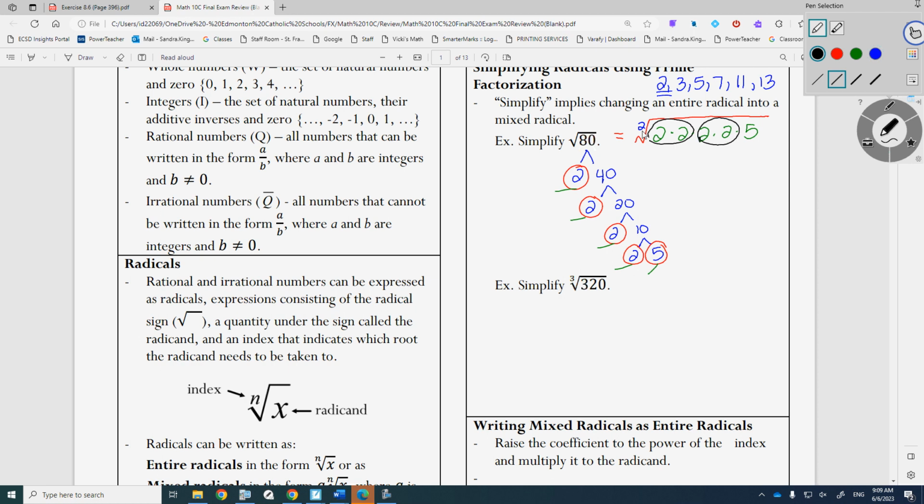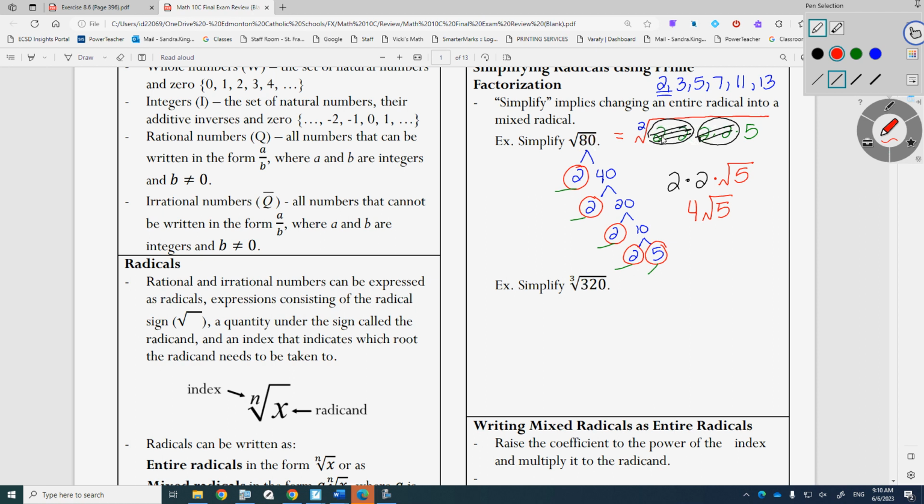For every pair, how many do we always take out? One. Yes, because 2 times 2 is 4, the square root of 4 is 2. So cross both those out. Take out a 2. Cross both those guys out, take out a 2. What's left over stays under the radical sign and becomes the radicand, and that's going to be a 5. 2 times 2 is 4 root 5.